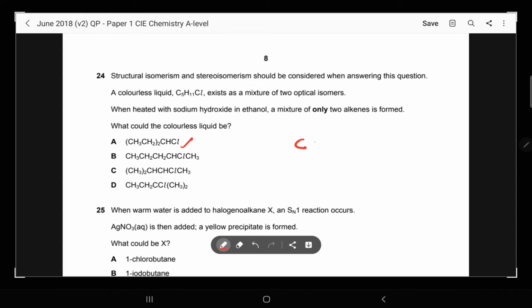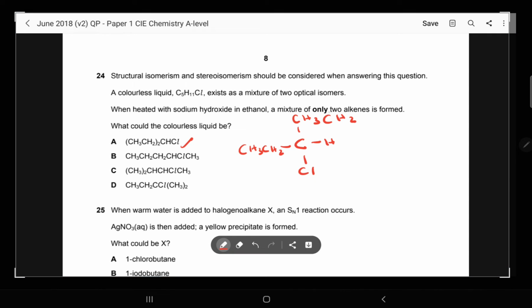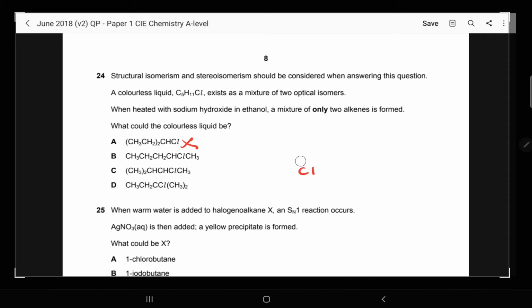CH3, CH2, CH3, CH2. Our first problem is all of these carbon atoms have at least two hydrogens, so none of these are chiral molecules. This one has two CH3CH2 groups, so this one is also not a chiral carbon. So there are no chiral carbons in this molecule, so this is out of the question because we need to have two optical isomers, and for that we are going to need a chiral carbon center.